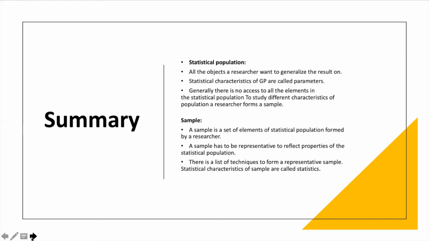A sample is a set of elements of the statistical population formed by a researcher. A sample has to be representative to reflect properties of the statistical population. There is a list of techniques to form a representative sample. Statistical characteristics of a sample are called statistics.